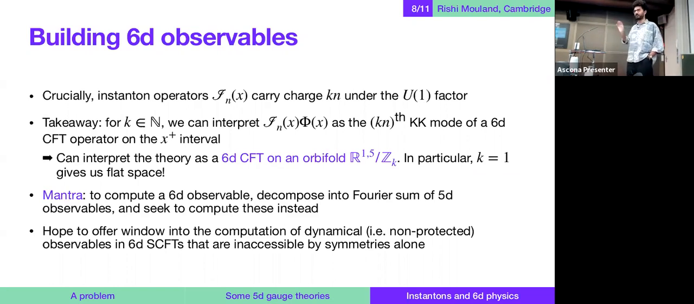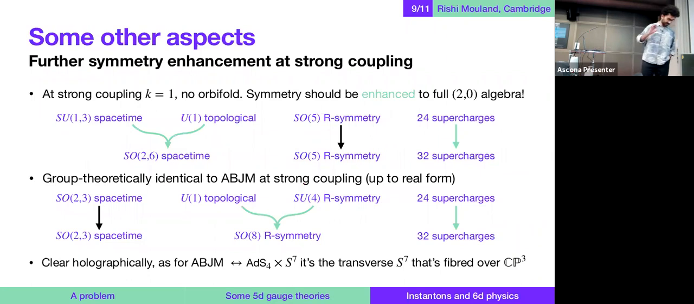I finally just want to bring up a couple of other aspects which will kind of tie this into other work. Firstly, if I go to k equals 1, I'm at strong coupling, and there's no orbifold, and so I should realize the full (2,0) superalgebra. And so my symmetry should be enhanced even further. I'll show you how this should work. My SU(1,3) symmetry should buddy up with my U(1) topological and give me an SO(2,6) symmetry, the full conformal group in 6 dimensions. My supersymmetry should be enhanced, and the R symmetry just comes along for the ride.